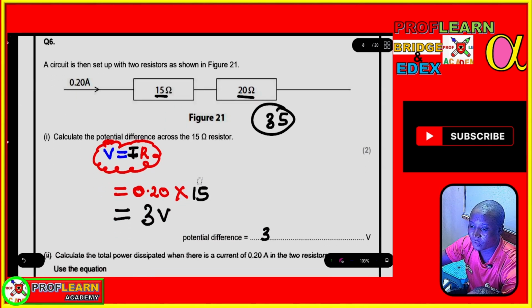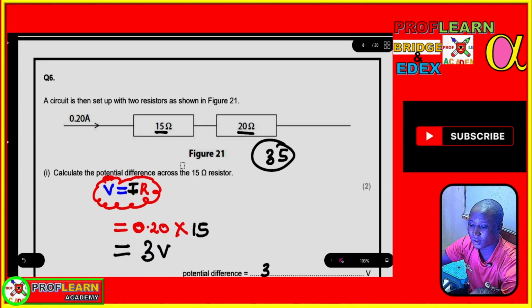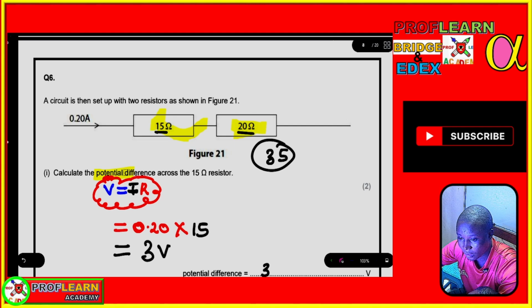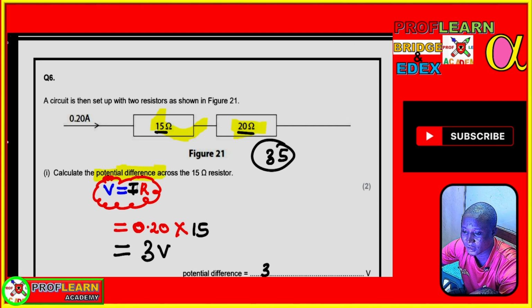Next is, of course, under electricity, now on resistors. When resistors are connected in series like this, the effective resistance, the total resistance, is the sum of the two resistors together. Then to calculate the potential difference, we have to remember that potential difference is equal to current times resistance. Which means that the current is 0.2, which is here, because for a series connection like this one, current is the same throughout.